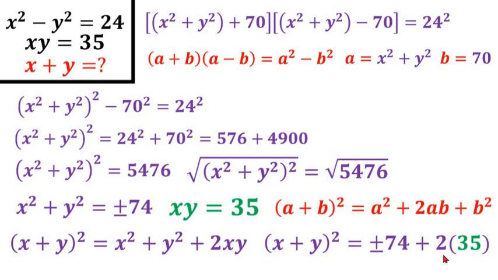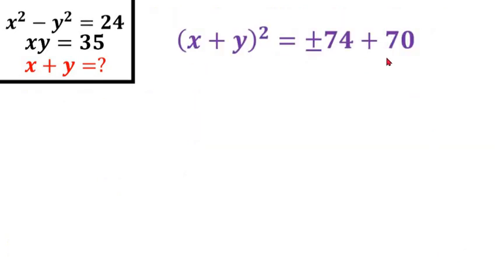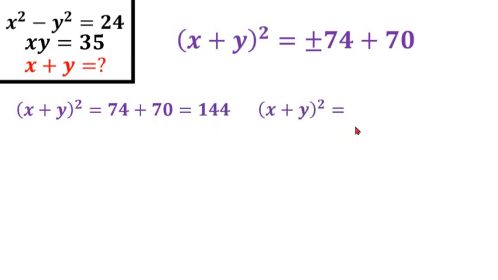So let's get a clean slide. Our 2 times 35 would turn to 70, right? So we would have (x + y)² = plus or minus 74 plus 70, which will give us two options. We're going to have 74 plus 70, which would be equal to 144, or we're going to have negative 74 plus 70, which is negative 4.